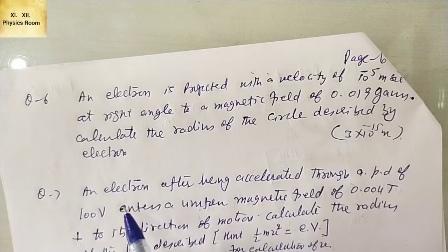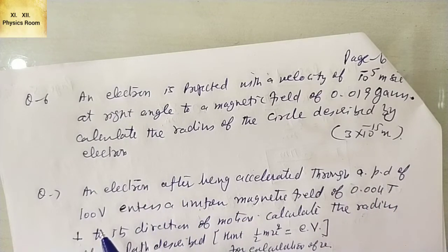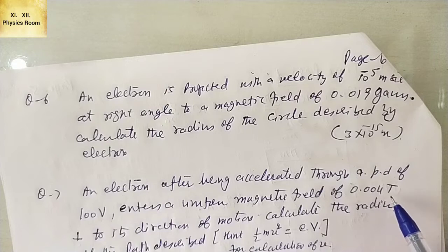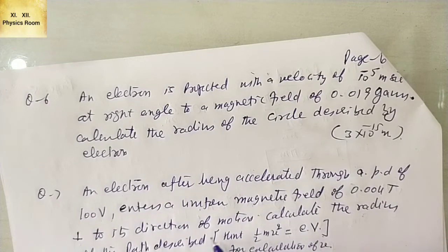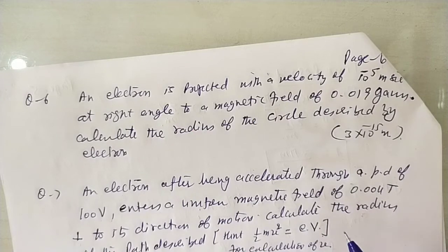And next question, an electron after being accelerated through a PD of 100 volt, PD means potential difference of 100 volt, enters a uniform magnetic field of 0.004 Tesla perpendicular to its direction of motion. Calculate the radius of the path described. So the hint is half mv square is equal to eV. You have to use this for calculation of velocity of the charged particle, and then find out the radius of the path as mentioned in the article.